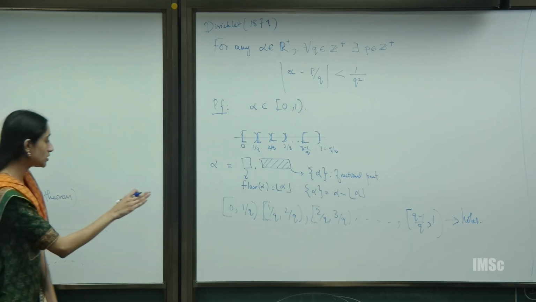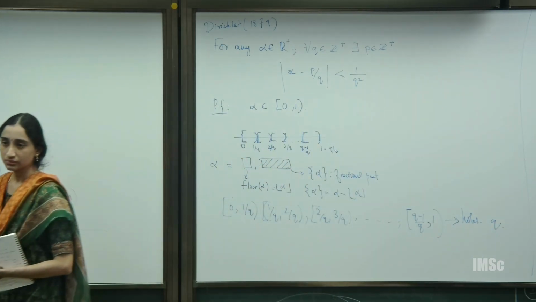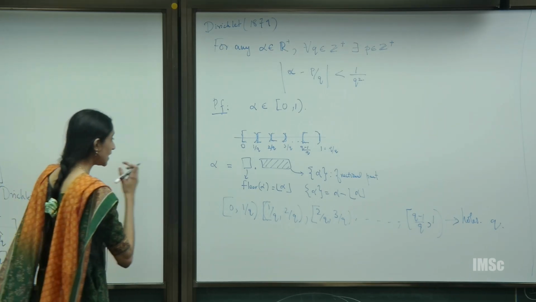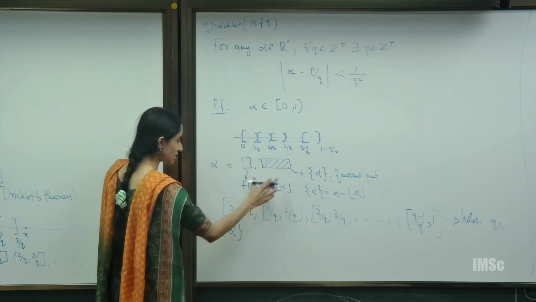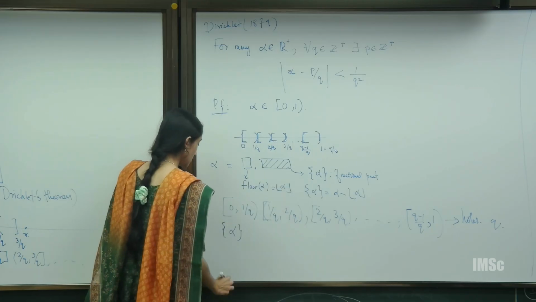So there are q holes. I have to create q plus 1 pigeons somehow, and I have one number alpha. This is the fractional part, the one after the decimal representation. So what can I do?